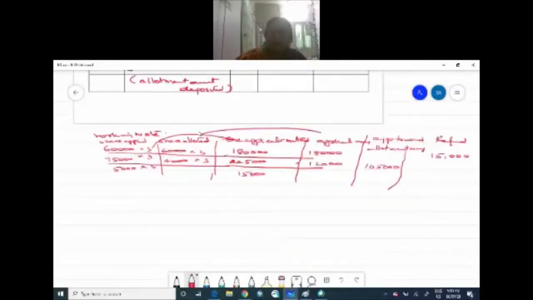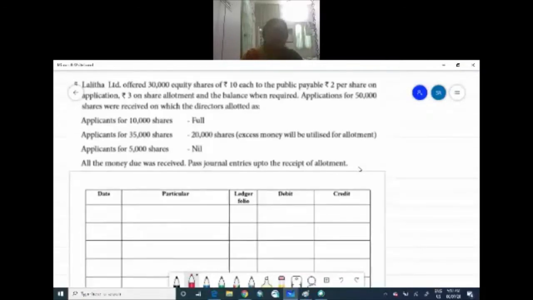Next, we'll go to our exercise problem. Exercise 5, where you have Lalita Limited. She's offering 30,000 equity shares of 10 each to the public, payable 2 per share on application, 3 on allotment, and balance when required. Applications for 50,000 shares were received, on which the director is going to allot: applicants for 10,000 shares are going to be issued in full. Applications for 35,000 shares, they'll be getting 20,000 shares, and those who asked for 5,000, they're not going to get anything. So totally, the company is going to offer 30,000 shares only.